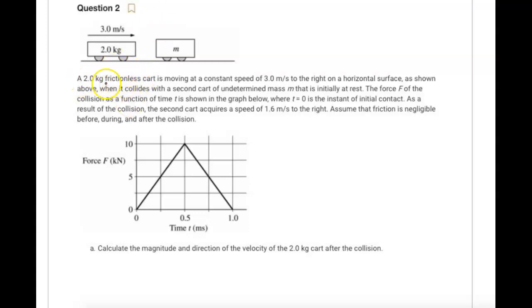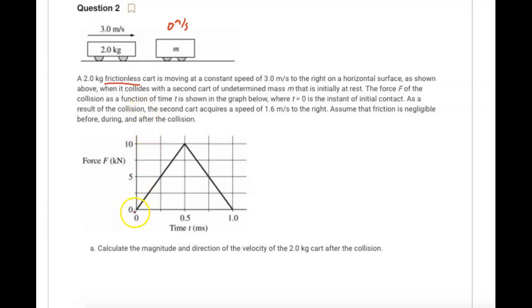So frictionless is really important because we don't have to worry about friction then. It is moving at 3 meters per second to the right, and it collides with a second cart initially at rest. So this one is moving not at all, so it's 0 meters per second. The next thing that we're going to do here is when it combines, they went through and they found what the force is for the 2 carts.